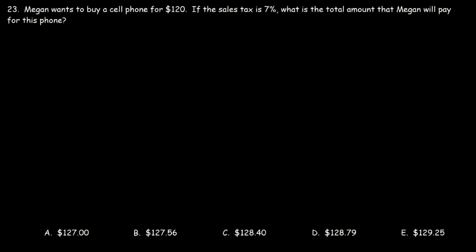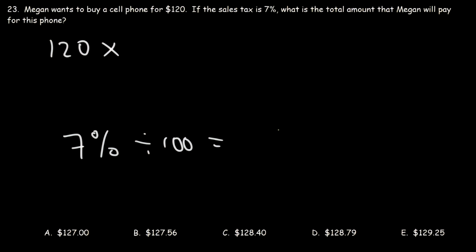23. Megan wants to buy a cell phone for $120. If the sales tax is 7%, what is the total amount that Megan will pay for this phone? Now, there's many ways of doing this problem. One way is to find out what 7% of 120 is. A simple way in which you can do so is multiplying 120 by the decimal equivalent of 7%. To convert 7% into a decimal, simply divide that number by 100. 7 divided by 100 is 0.07.